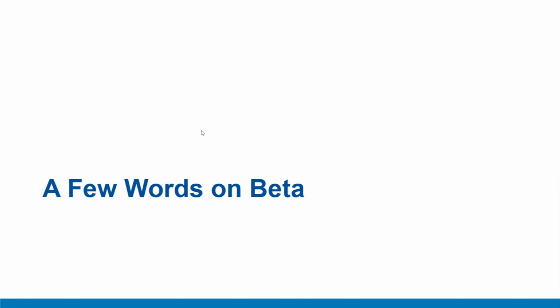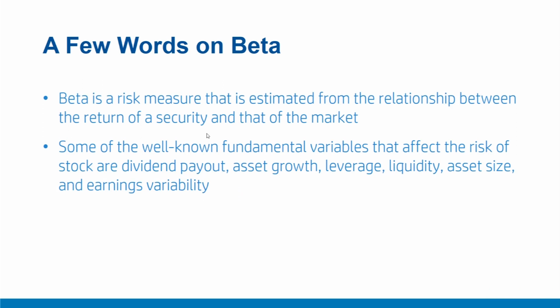A few words on beta. In this video, we discuss some of the very important properties of beta. Essentially, beta is a risk measure that is estimated from the relationship between the returns of a security and that of the market. Since it is a risk measure, then mathematics apart, it should be linked to the firm characteristics and the risk profile of the firm. There are some very well-known variables that affect the risk of a stock. For example, dividend payout, asset growth, leverage, liquidity, asset size, earnings variability, accounting beta, and so on. We'll discuss some of these properties here.